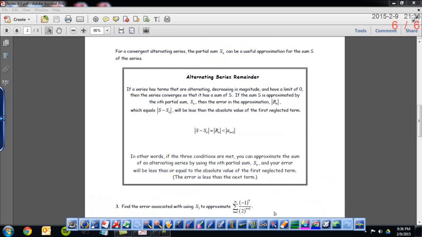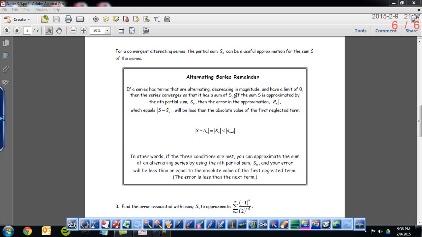For a convergent alternating series, a partial sum S sub n can be a useful approximation for the sum S of the series. So for some of these types of series, we're going to talk about how close of an approximation we can get when we just add up a few terms. And the alternating series is one of those that we're going to talk about. So if a series has terms that are alternating, decreasing in magnitude, and have a limit of 0, so there's your 3 things again that we're always going to talk about with alternating series, then the series converges so that it has a sum of S.